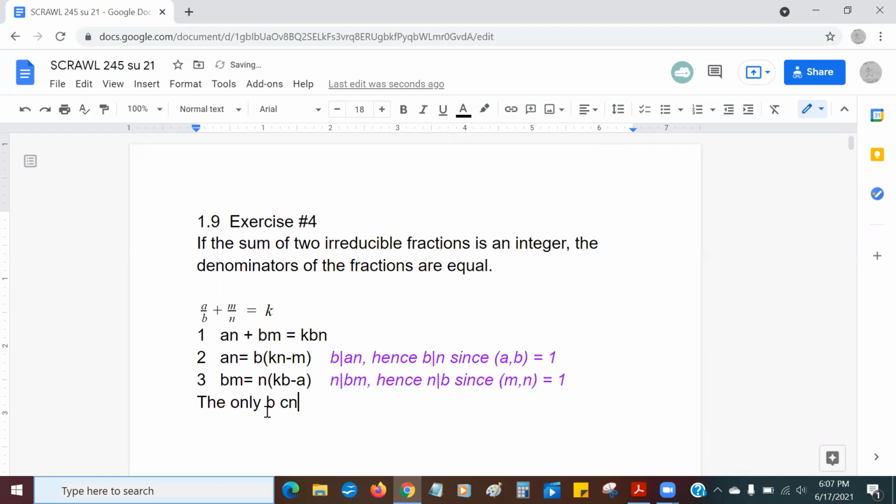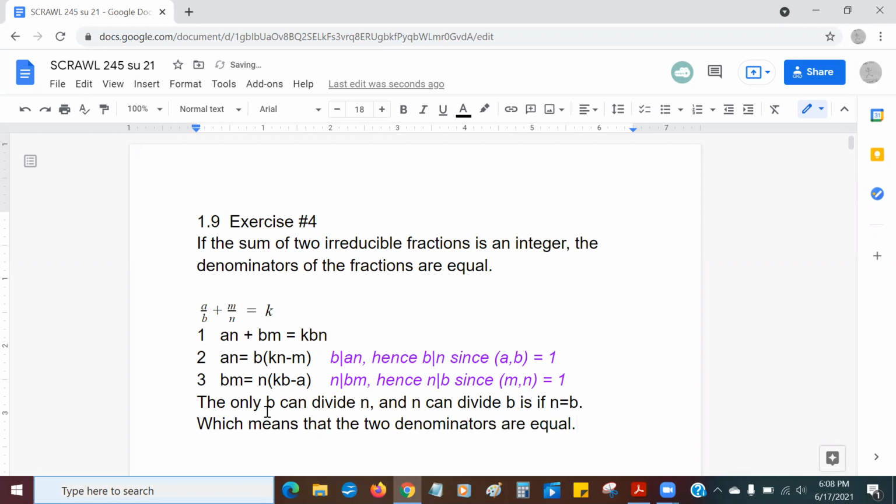the only way b can divide n and n can divide b is if n equals b, which is exactly what we're trying to prove, which means that the two denominators are equal. And I guess I'm just going to write QED because that's always fun.